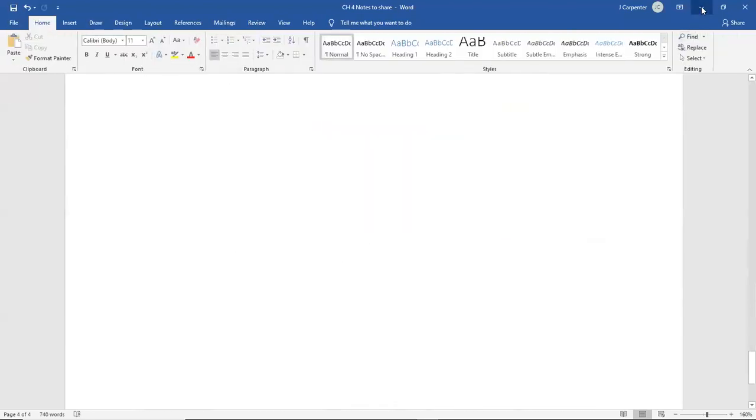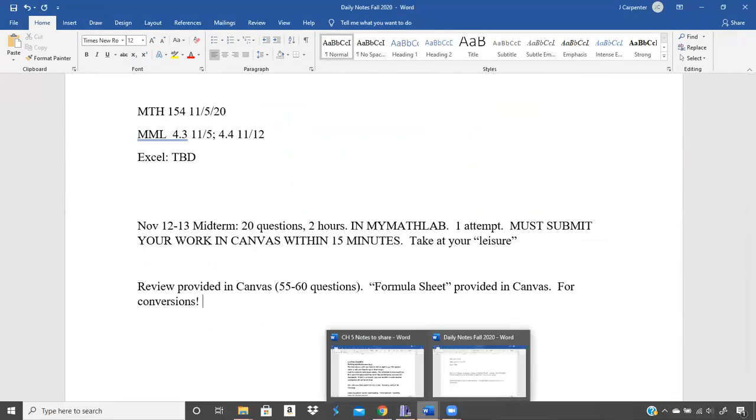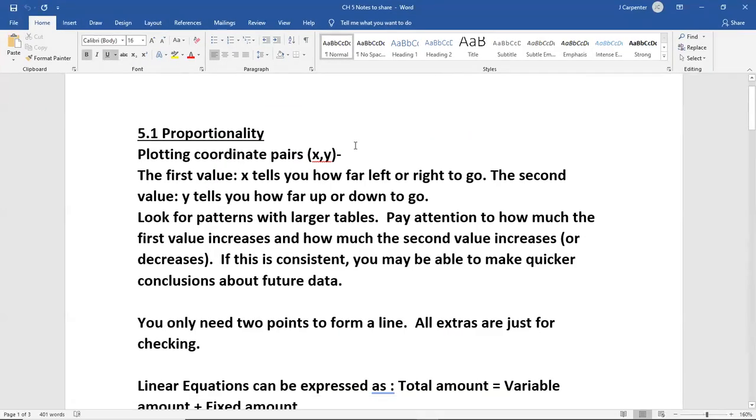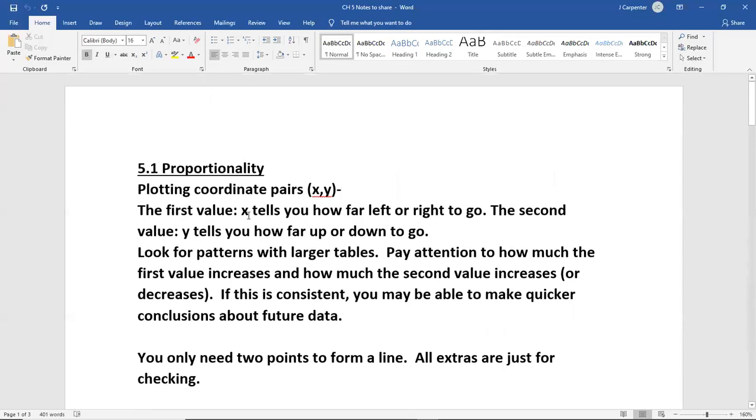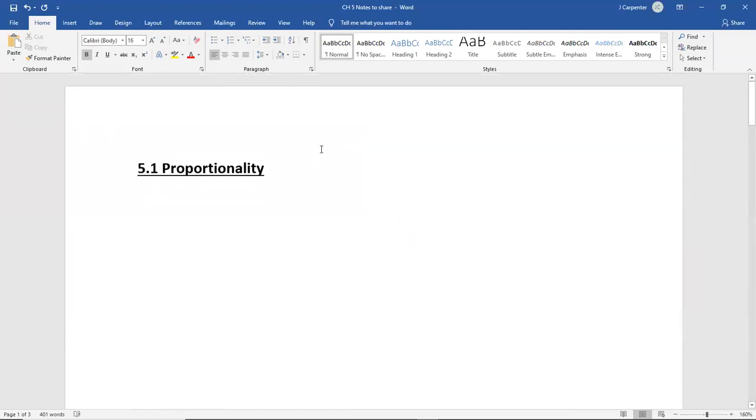All right, so that is chapter 4. So what we can do now is dive into chapter 5. And I definitely need some spacing here. Let's go. I'll put all this down. There we go. Sorry, I was looking at something.